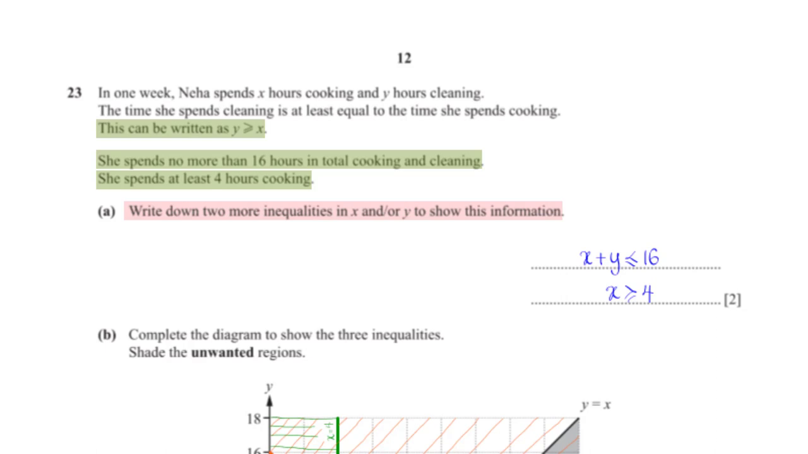And so for the first inequality, the total of cooking and cleaning will be represented by x plus y. And since she spends no more than 16 hours in total cooking and cleaning, x plus y will be less than or equal to 16. For the second inequality, cooking is represented by x, and since she spends at least 4 hours cooking, we have x is greater than or equal to 4.